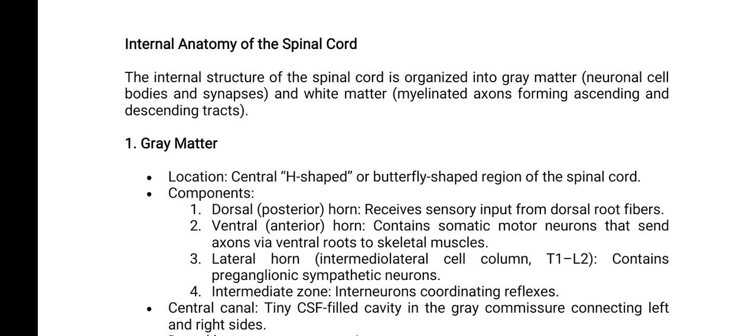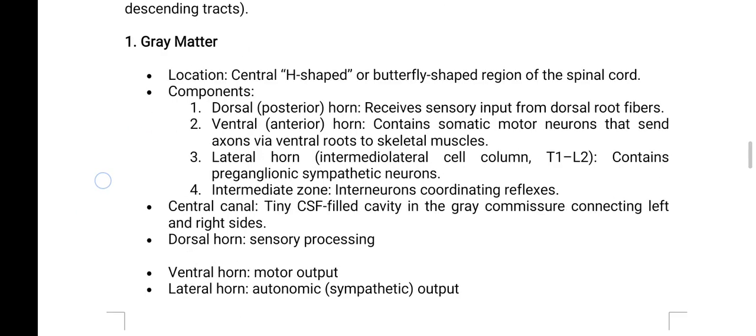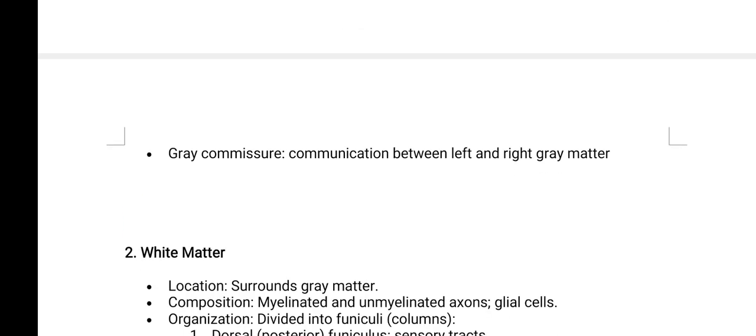That's the function. Then we also have the central canal. The central canal is filled with CSF, and it is found in the gray commissure that connects the right and left sides of the gray matter. The dorsal horn is majorly involved with sensory processing. Ventral horn, motor output. Lateral horn, autonomic or sympathetic output. While the gray commissure majorly serves as a communication link between the right and the left gray matter.